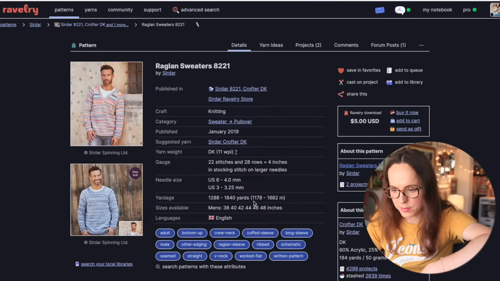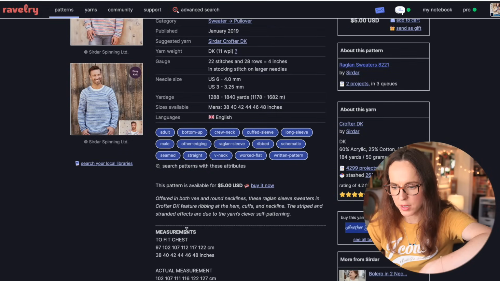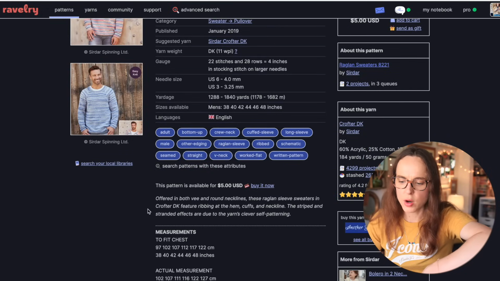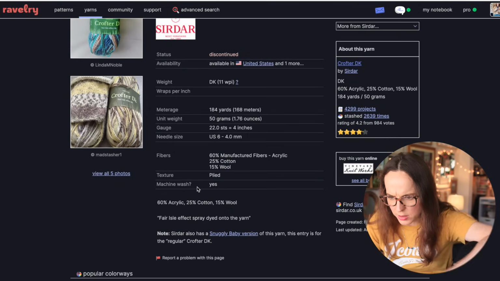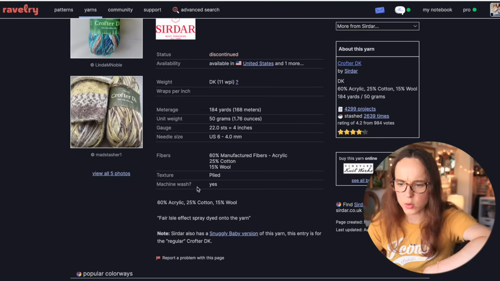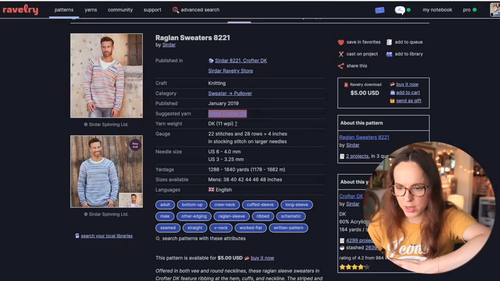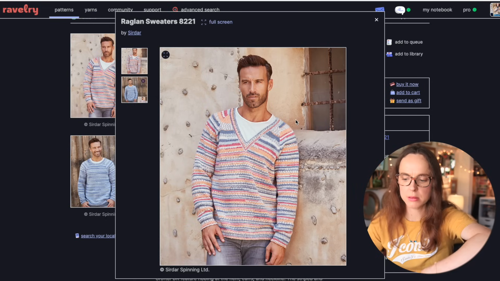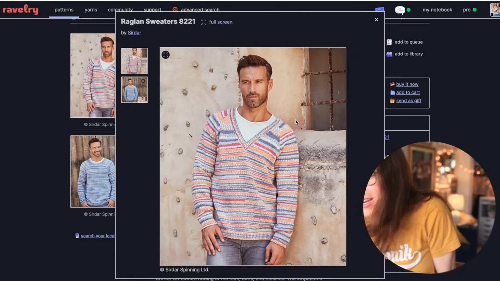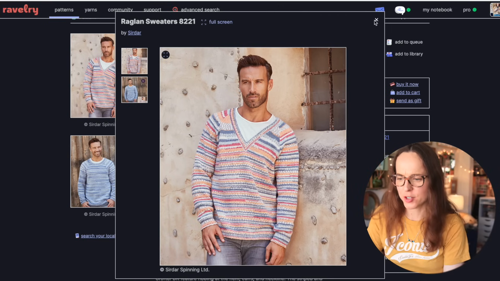That is Raglan. It's a $5 pattern offered in both a V and a round neckline. These Raglan sleeve sweaters in Crofter's DK feature ribbing and hem, cuffs, and neckline. The striped and stranded effects are due to the yarn's clever self-patterning, which I love. What is the yarn made of? 60% acrylic, 25% cotton, 15% wool. But it's a DK weight design. I just really love the look of that sweater, that V-neck. I think that would look fabulous on me. It could be a unisex pattern for sure. That's really cool.